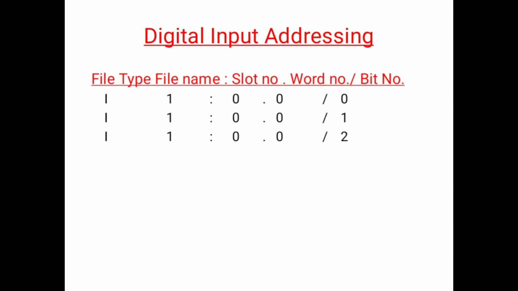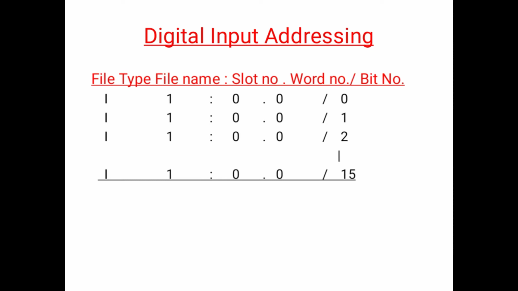Similarly, it will go up to 15 because in one word there are 16 bits. We started from 0 to 15, so there are all 16. File type is I, file name is 1, colon, slot number will remain 0 because it is a compact PLC, and we have to remember that. Dot, word number 0 because the first word is 0, slash, the last bit is 15.